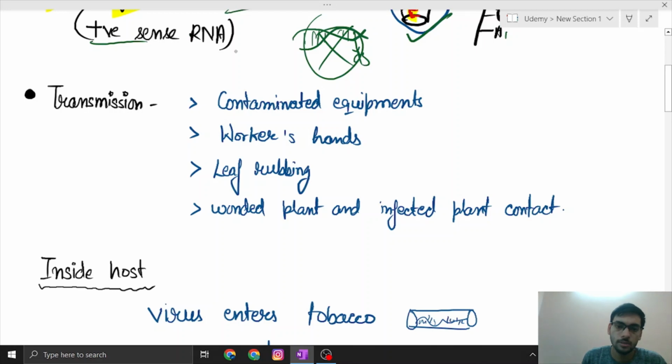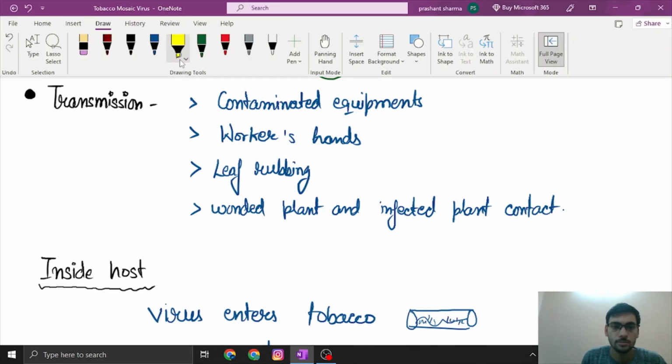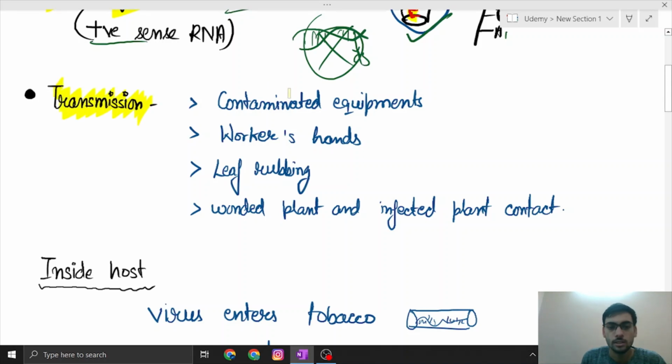Now the transmission: transmission means how it spreads from one plant to another. The first point is contaminated equipment. If the equipment which the farmers or field workers are using is contaminated with this virus, then the virus can spread from one plant to another. The second point is workers' hands. Not all the time do they need equipment, so sometimes they use their hands, and hands can also spread this virus. The third point is leaf rubbing, which is very natural. Sometimes wind flows and if two plants are in close proximity, their leaves can rub against each other. So if this plant is diseased, it can transmit its disease to a healthy plant.